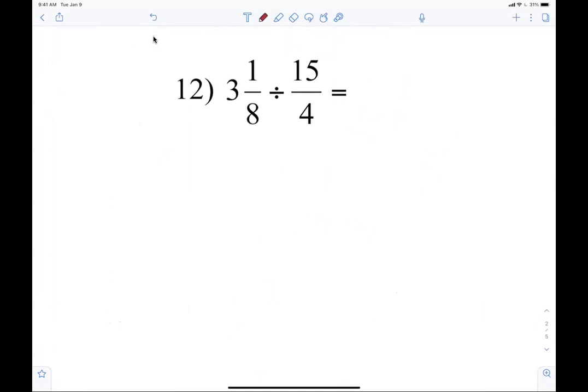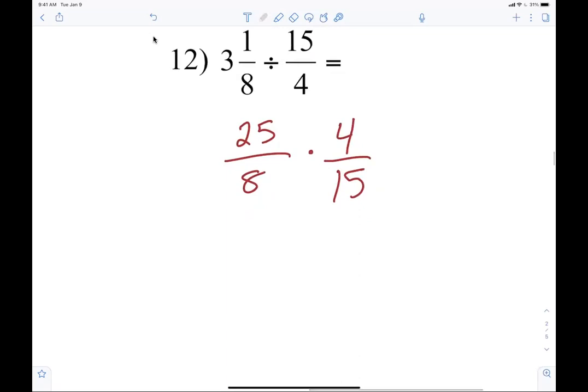It turns into 25 over 8. And 15 over 4. And what? And then it goes into 4 over 15. Perfect. And then you get 15 turns into a 3. 25 turns into a 5. 4 turns into a 1. And then 8 turns into a 2. Exactly. Hold on a second.